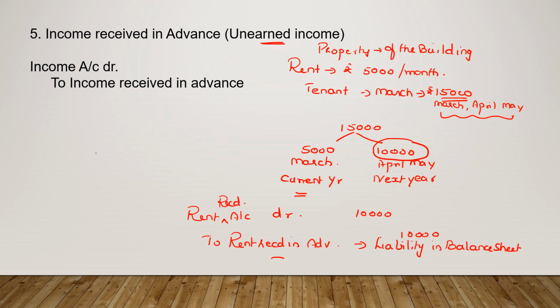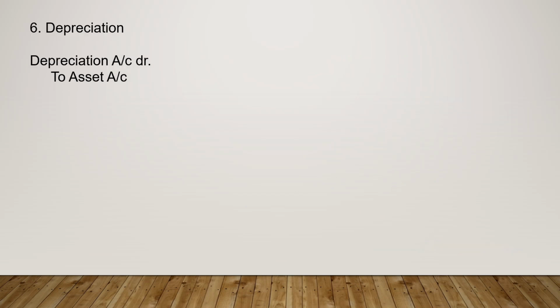So the journal entry, if you see, whatever is that particular income, that income account debit to income received in advance account. So these are the two journal entries related to income. Either it might be accrued income, that is an income earned but not received, or income received in advance. The third adjustment entry that we'll learn for today is related to depreciation.